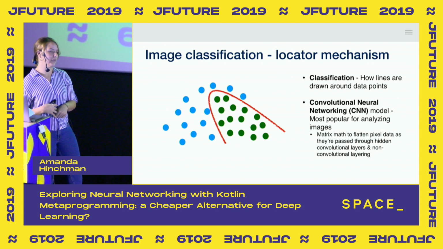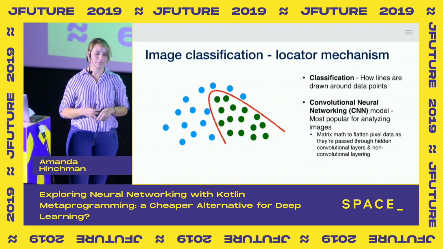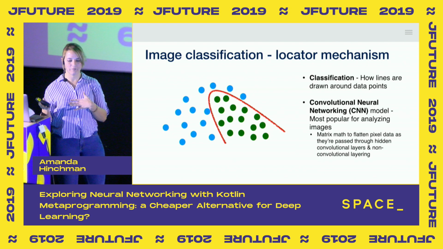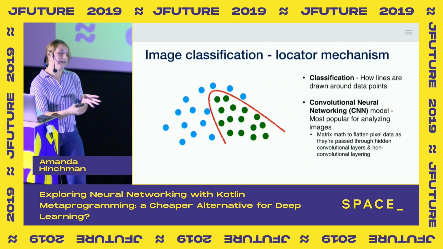It's been published in many academic papers. I think eBay also uses it, or at least they've used it in some of their teams. The idea is that you have matrix math that flattens the pixel data as it's passed through hidden convolutional layers, but it's also possible for this particular model to have non-convolutional layers.